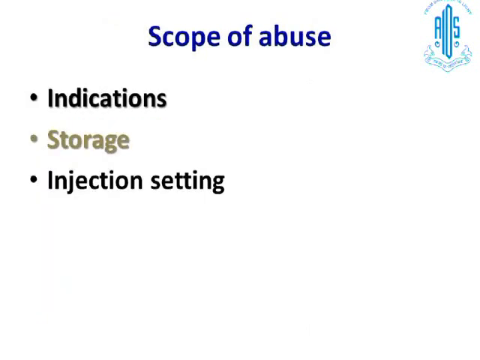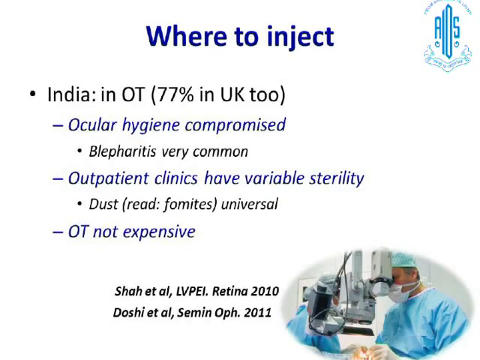So the scope of abuse is indications, storage and injection setting. The storage has been discussed by Dr. Mahesh already. As for indications, this is what my talk is all about, but we'll start with the area of injection. It is pretty well agreed upon that, at least in India and probably in UK too, it's better to inject in the operation theatre under full aseptic precautions because ocular hygiene is frequently compromised in our patients. We commonly see blepharitis. Our outpatients have variable sterility and fomites are universal.